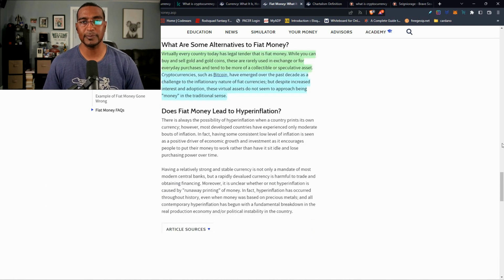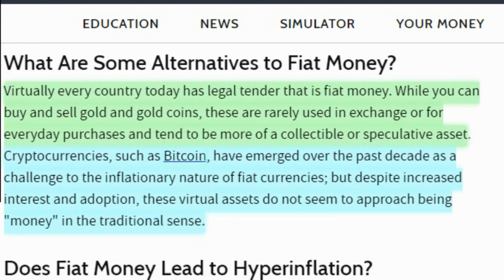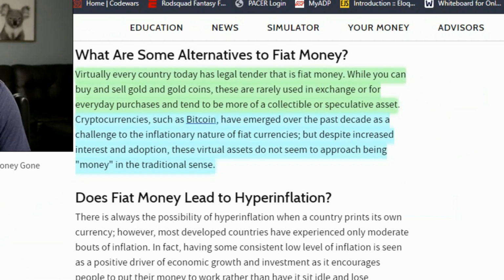So, interesting paragraph. What are some alternatives to fiat money? Virtually every country today has legal tender that is fiat money. While you can buy and sell gold and gold coins, these are rarely used in exchange or for everyday purchases and tend to be more of a collectible or a speculative asset. Cryptocurrencies such as Bitcoin have emerged over the past decade as a challenge to the inflationary nature of fiat currencies. But despite increased interest and adoption, these virtual assets do not seem to approach being money in the traditional sense.